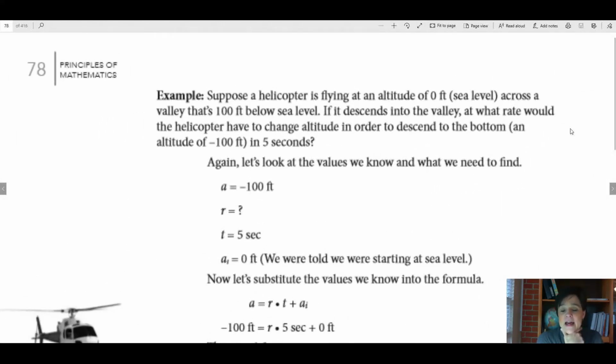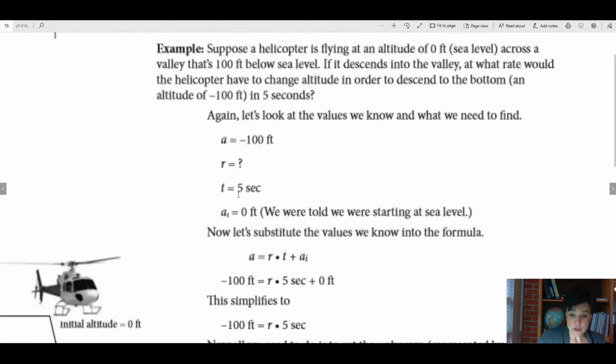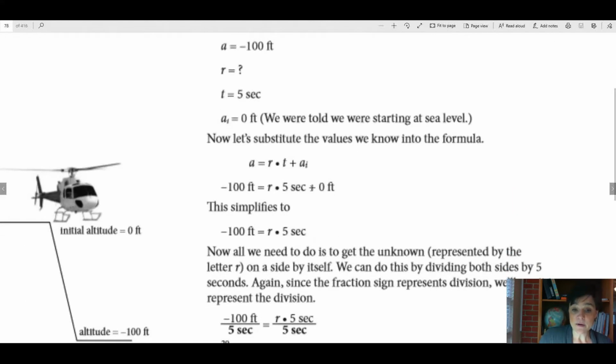Suppose a helicopter is flying at an altitude of 0 feet sea level across a valley that's 100 feet below sea level. If it descends into the valley, at what rate would the helicopter have to change altitude in order to descend to the bottom, an altitude of negative 100 feet, in 5 seconds? So we have to look at what our formula is and what numbers were given, and then plug them in. The altitude is negative 100 feet. The rate we don't know, that's what it's wanting us to find, times 5 seconds plus the 0 feet, which we were told. So that simplifies down. You'll get rid of this here because it's not going to change anything, so you're left with this.